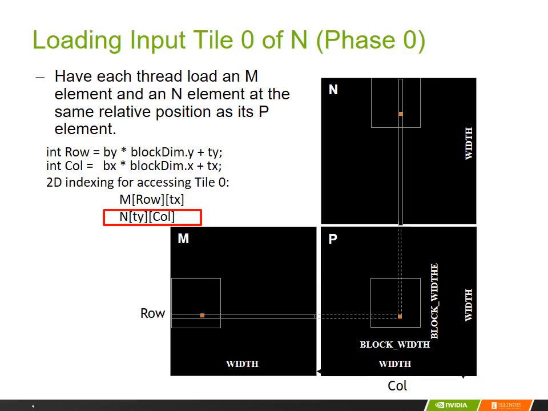We see that the column index, or the horizontal index, for N is exactly the same as the column index that we're using for P, whereas the vertical index for N is determined simply as the thread index in the Y dimension. So this gives us a two-dimensional index notation of N, thread index in the Y dimension, and then Col.